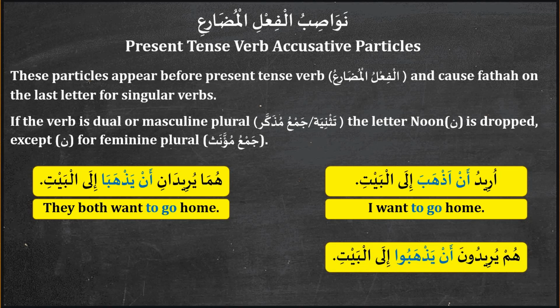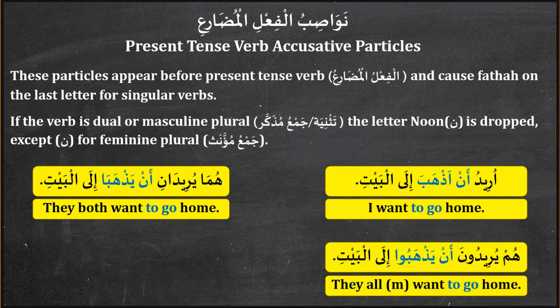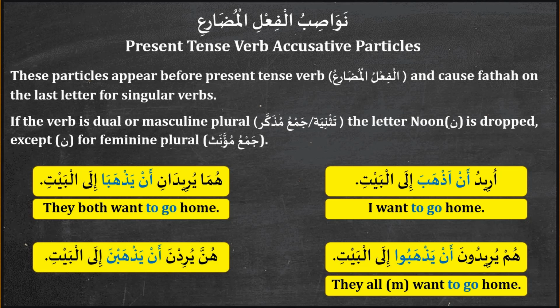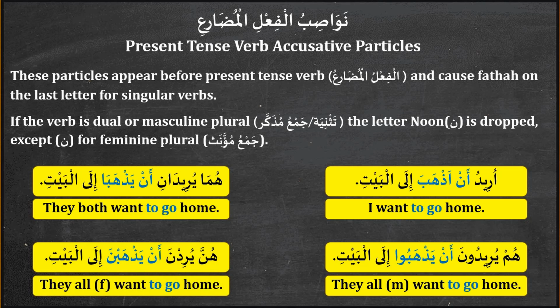Example for plural: جمع مذكر هم يريدون أن يذهبوا إلى البيت. They all males want to go home. يذهبون becomes يذهبوا after an. Example for feminine plural: هن يريدن أن يذهبن إلى البيت. They all females want to go home. But in this case, noon remains same for feminine plural, جمع مؤنث.